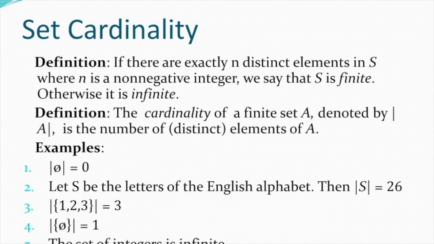So for example, the cardinality of the empty set is 0. The cardinality of the set {1, 2, 3} is basically 3. The cardinality of the set containing phi is 1, and the set of integers is infinite.